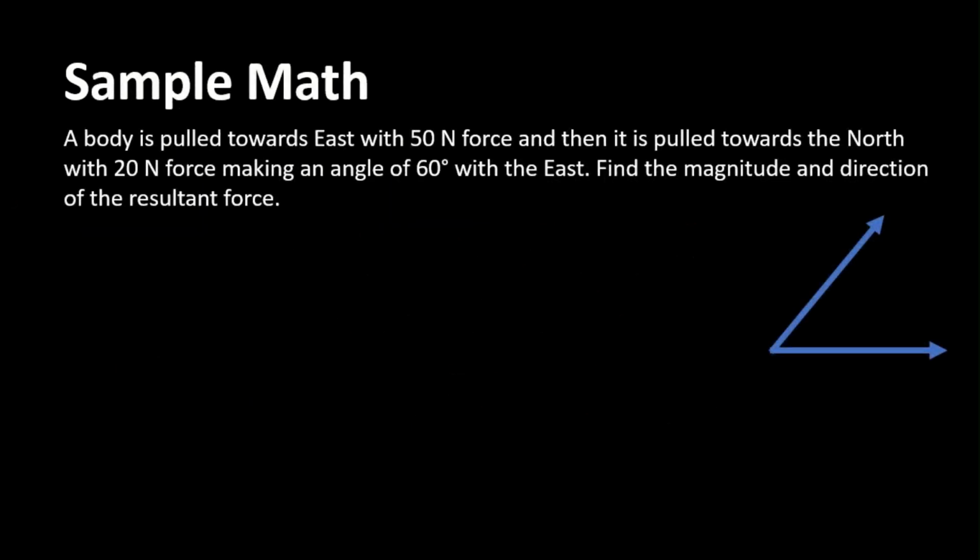Now pause the video and try this simple math yourself. A body is pulled towards east with 50 Newton force, then it is pulled towards the north with 20 Newton force, making an angle of 60 degree with east. Find the magnitude and direction of the resultant force.